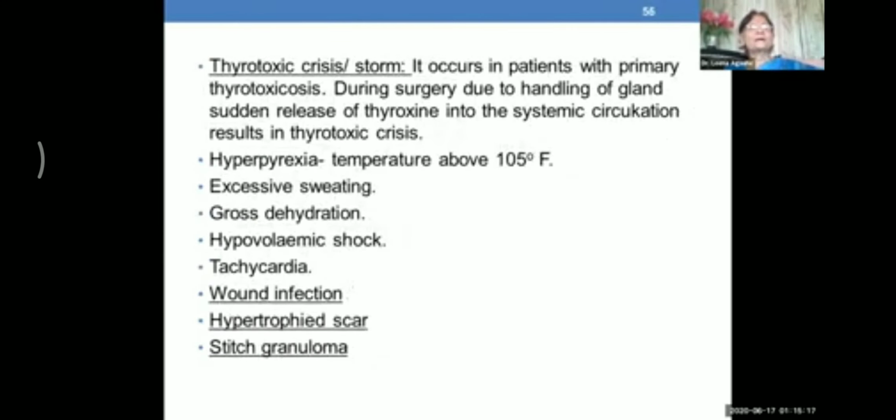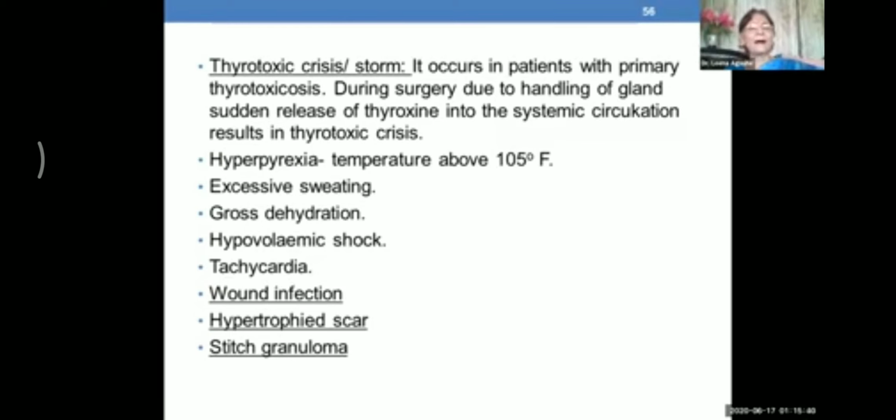There is something called thyrotoxic crisis or storm. It occurs in patients with primary thyrotoxicosis. During surgery, due to handling of the gland, there is a sudden release of thyroxine into the systemic circulation, which can result in thyrotoxic crisis. A very severe picture of thyrotoxicosis.